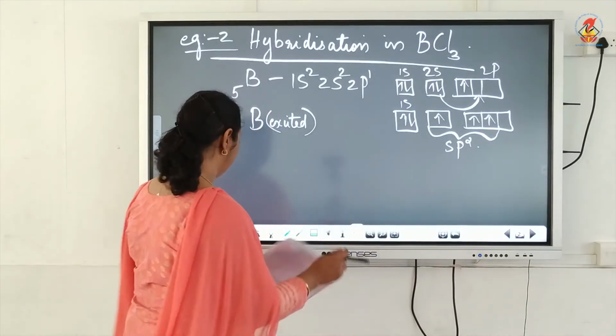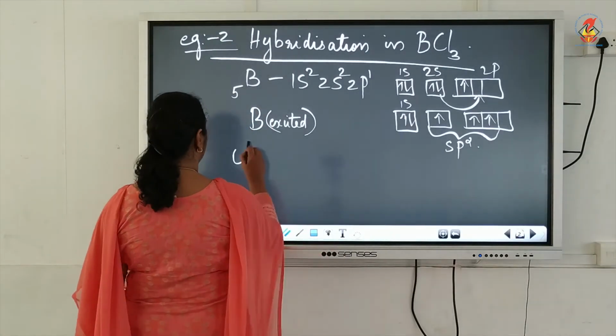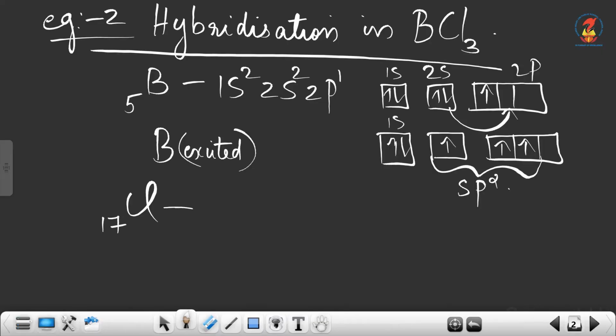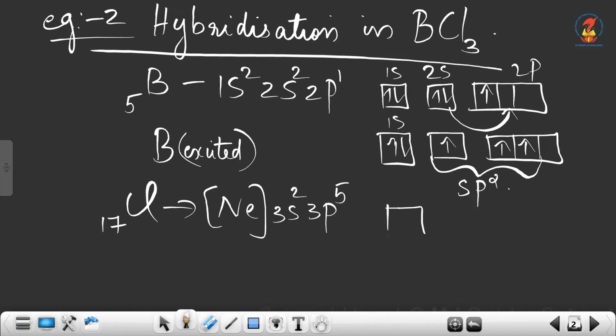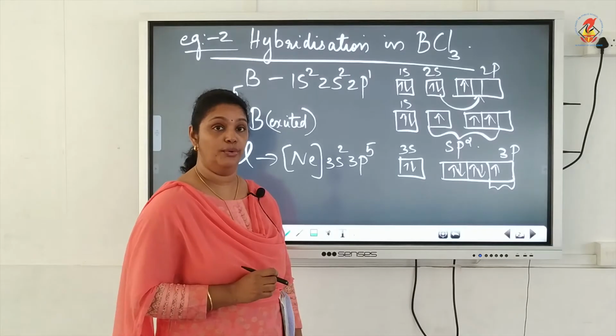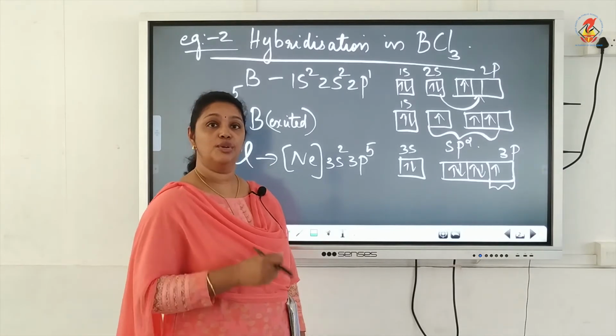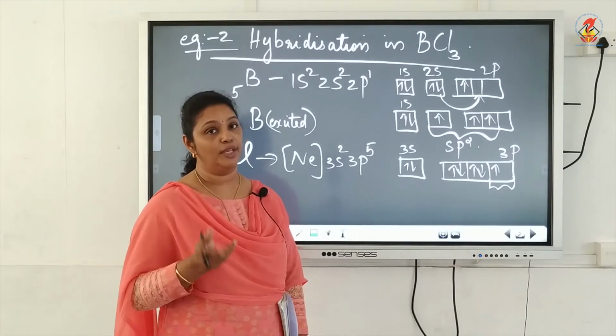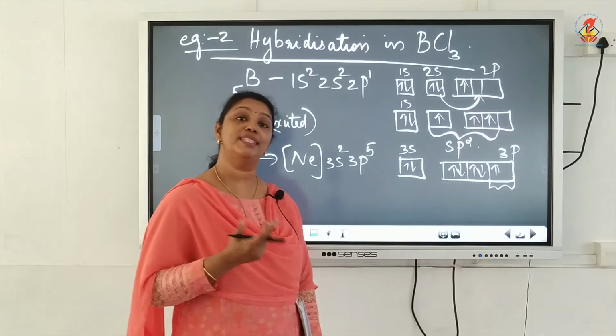We know that the chlorine atom is atomic number 17 and the electronic configuration is neon 3s2 3p5. So if you draw the orbital diagram, this is 3s2 and 3p5, meaning 1, 2, 3, 4, 5. And you can see there is one half-filled p orbital in chlorine, and we have 3 chlorine atoms, so each chlorine will have one half-filled p orbital. So what will happen in the formation of the BCl3 molecule?